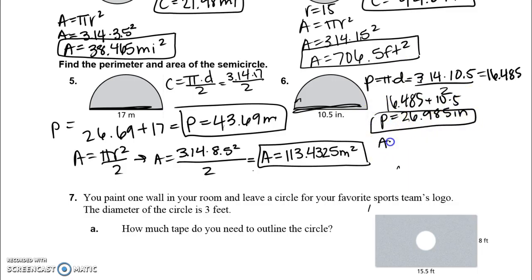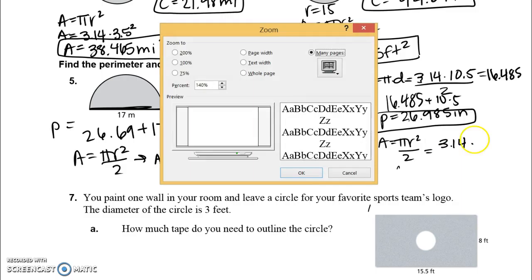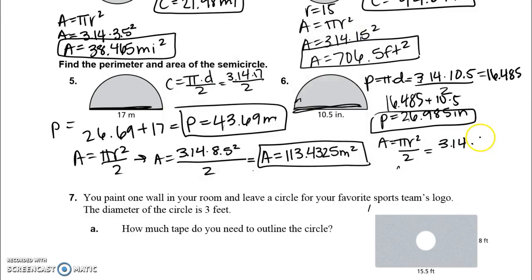And for area is pi r squared divided by 2, which is 3.14 times half of 10.5, which is 5.25. Square that, divide it by 2, and your area is equal to 43.273125 inches squared.